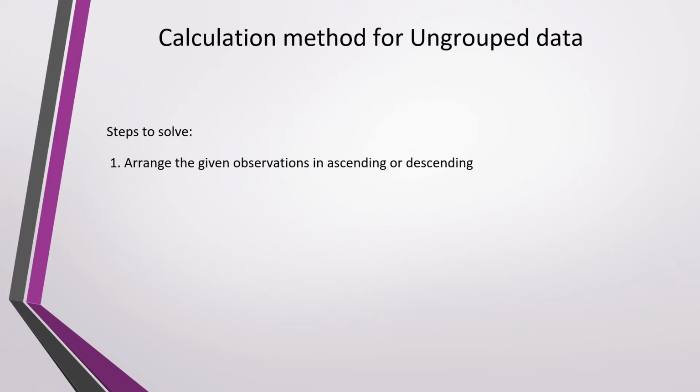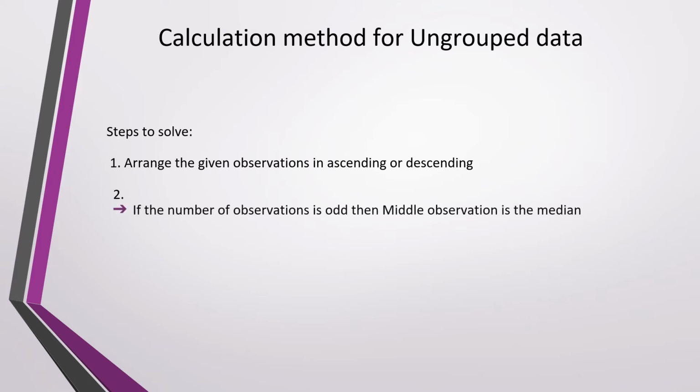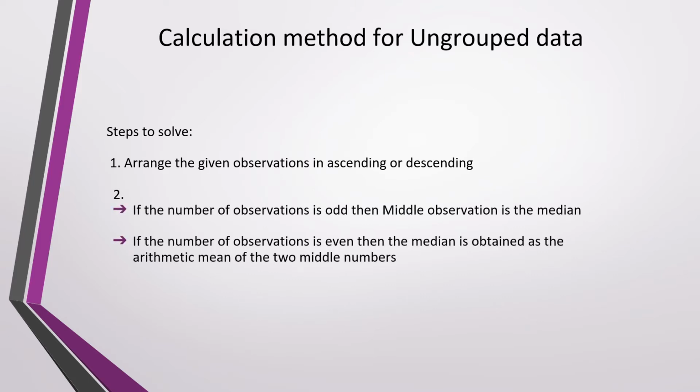First, we arrange all the observations in ascending or descending order. The given number of observations can be odd or even. If the number of observations is odd, then the middle observation is considered as the median. But if the number of observations is even, then in the middle we obtain two numbers. So the arithmetic mean of these two middle numbers is called the median. So this is how we calculate median.